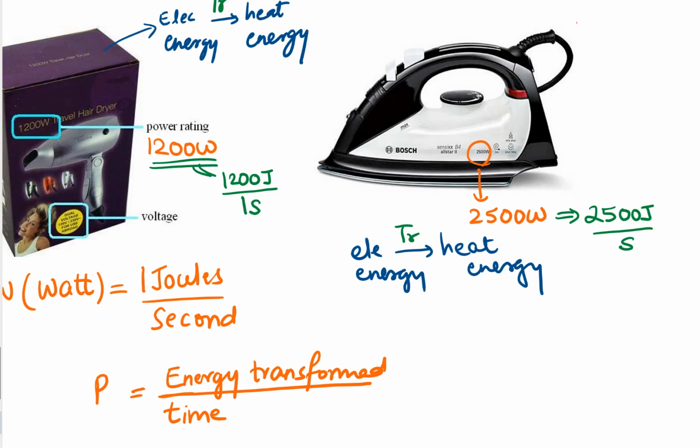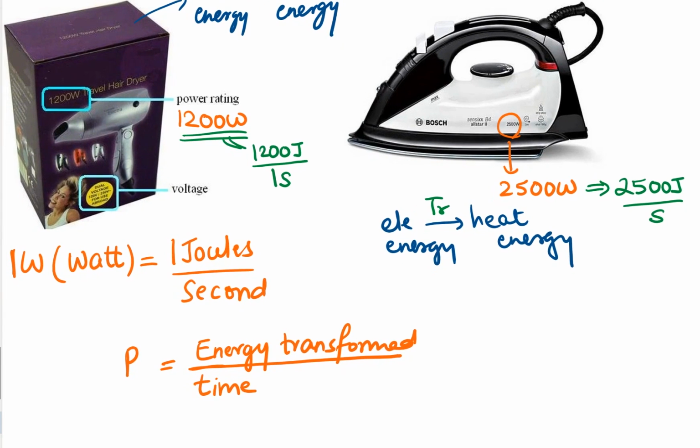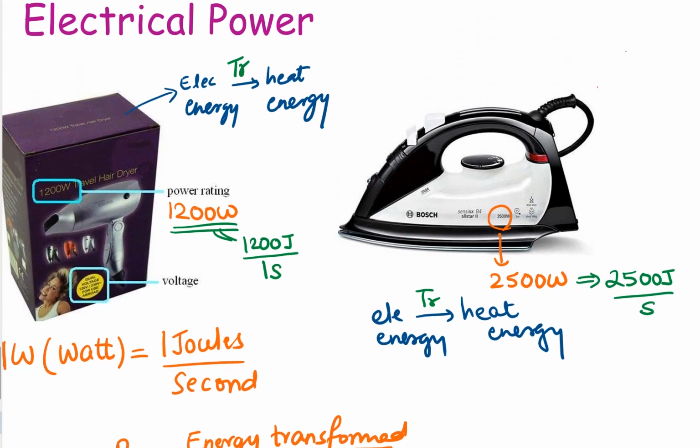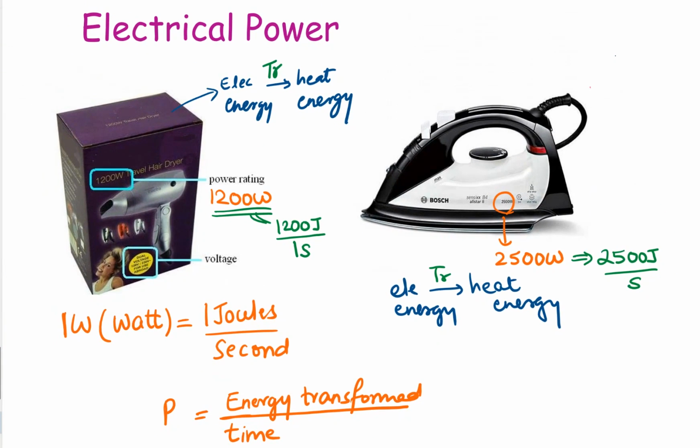So basically this is the meaning of power. Power is the amount of electrical energy transformed per unit time. And like I told you, the unit of power is a watt. 1 watt is 1 joule per second. So this is all about electrical power basically.